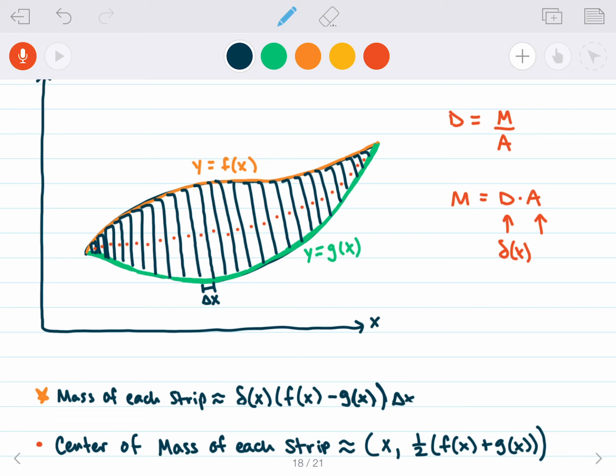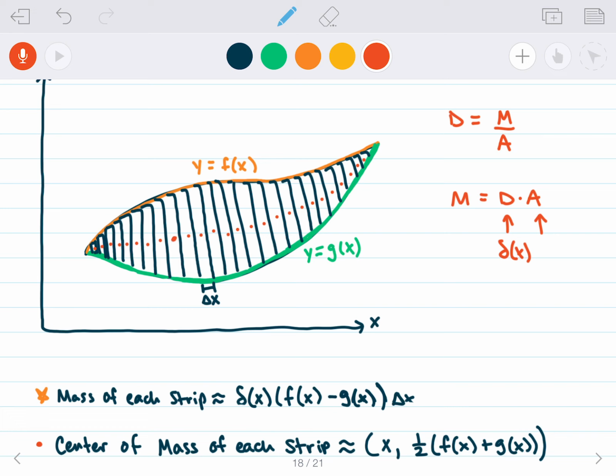So here's the idea. The idea is that these strips are so thin that the density is constant, right? The strips are so thin that the density is constant. And so with that being said, because the density is constant, because we have such small strips, then the center of mass is going to be exactly in the middle of that strip, okay? So what does exactly in the middle mean? Well, I've indicated that with these little red dots, okay?